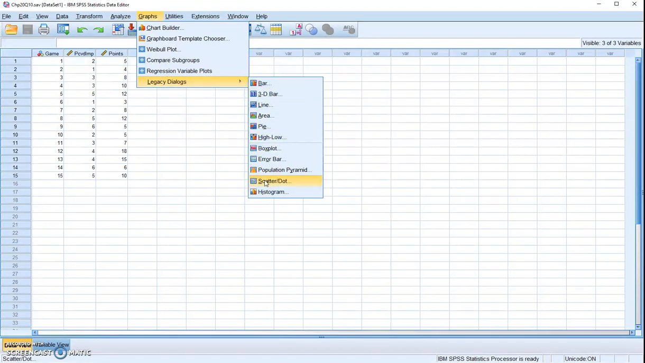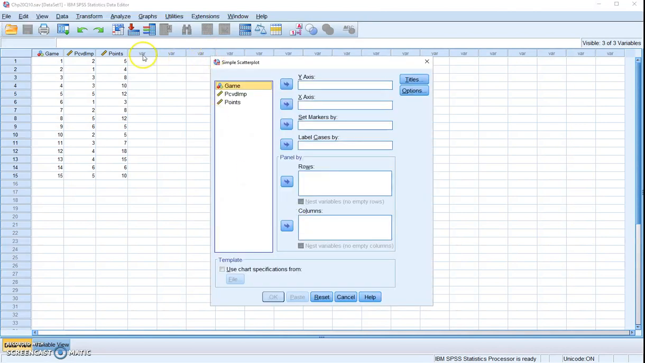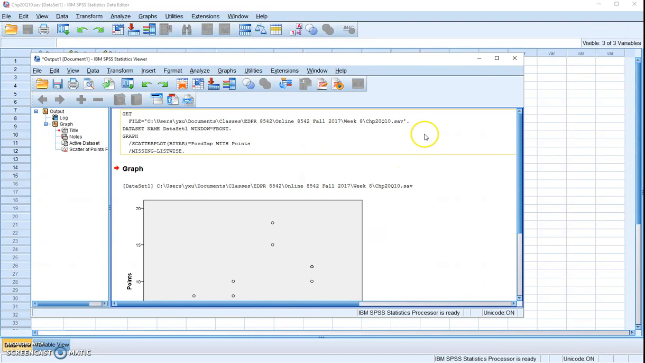So we're going to go to the scatter plot place. And we have only two variables, so select the simple scatter plot. I'm going to treat my perceived importance as the independent variable, so put it on the x-axis. And the number of points this player scored as the dependent variable, I'm going to put on the y-axis. Nothing else we need. We just want to verify whether the two variables have a linear relationship.